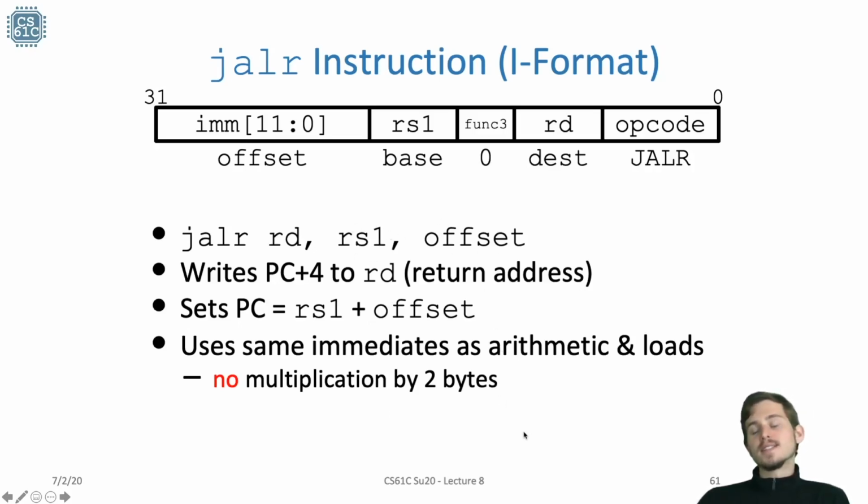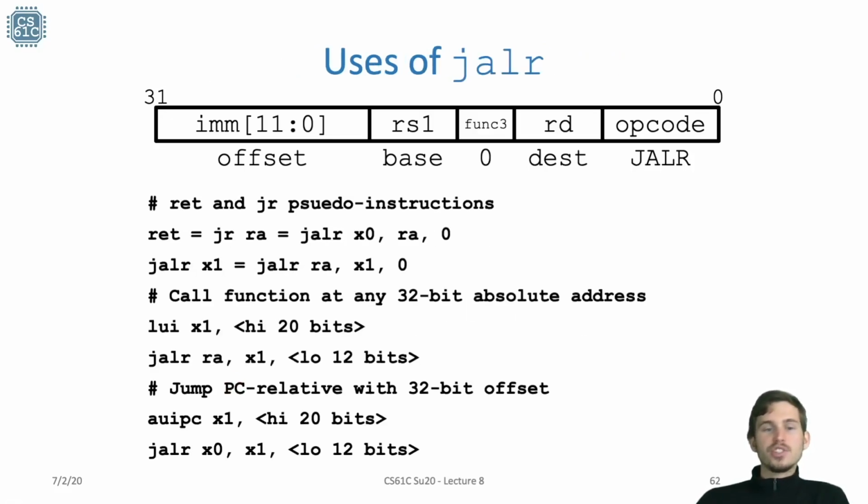So this uses the exact same immediate as the arithmetic and load operations of I-types, which means that there is no multiplication by 2 bytes, so remember that that is not the case with this. JALR also has some pseudo instructions as well that were covered earlier in this class. I just want to remind you of them again.